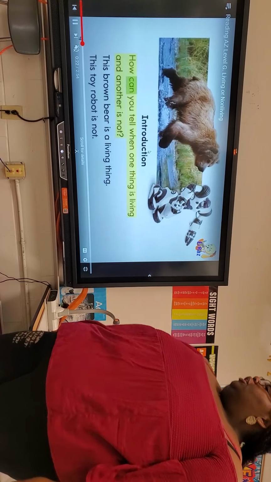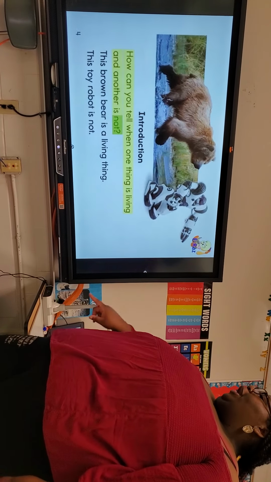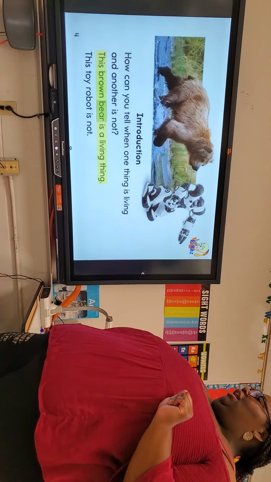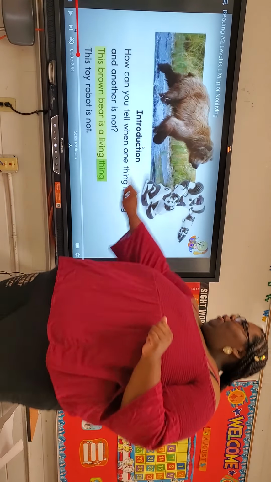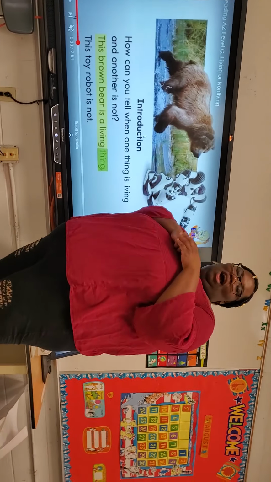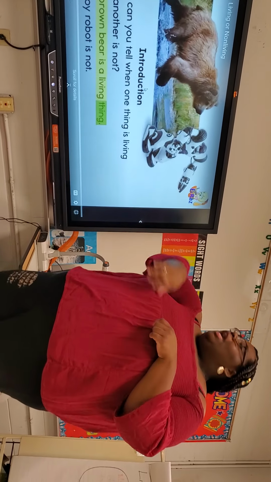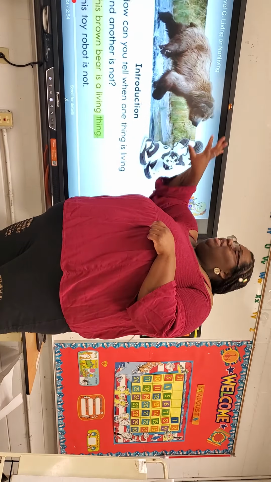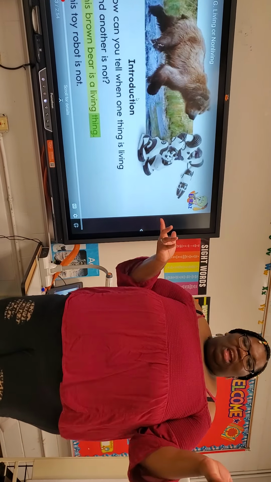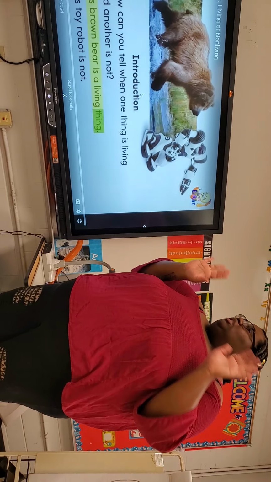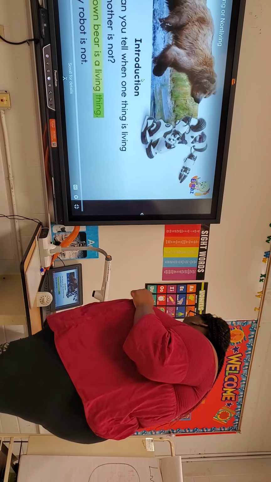Okay, introduction. How can you tell when one thing is living and another is not? The brown bear is a living thing. The toy robot is not. Why do you think they said the brown bear is living and the toy robot is not? The brown bear needs what? It needs water, it needs food, it reproduces, it needs things to survive in its environment. The robot, it doesn't need anything. It doesn't need water, it's a non-living thing. It needs nothing to survive, okay? Keep that in mind.